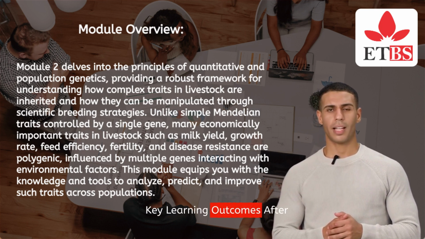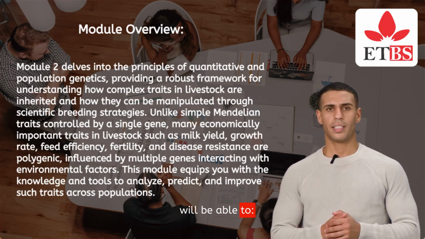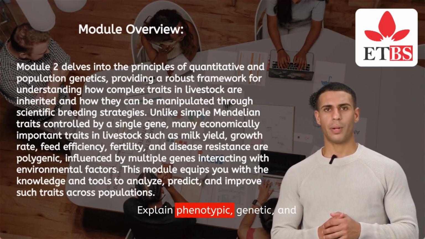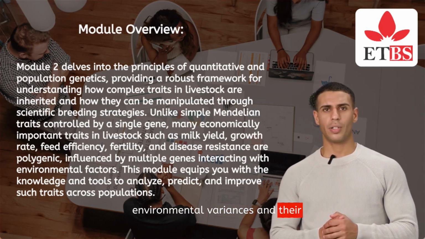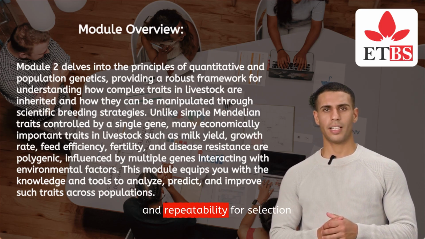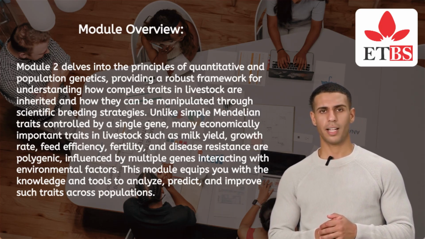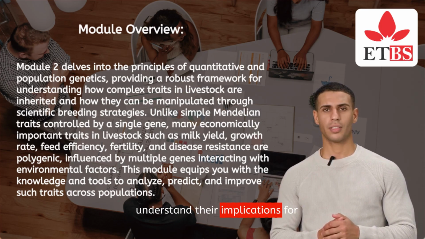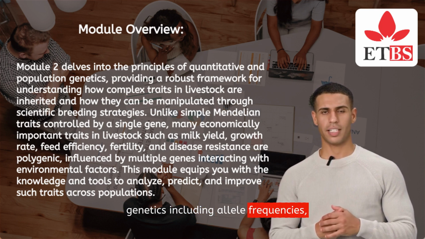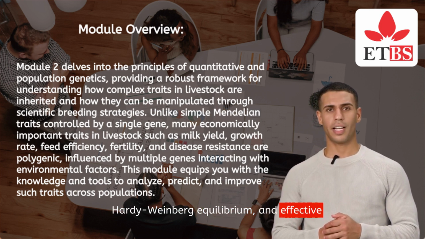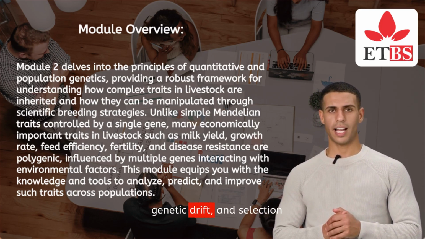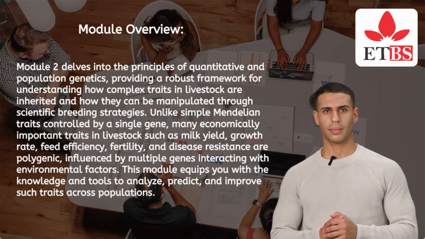Key learning outcomes. After completing Module 2, you will be able to define quantitative traits and describe their importance in livestock production, explain phenotypic, genetic, and environmental variances and their contributions to trait expression, calculate and interpret heritability and repeatability for selection purposes, analyze genetic correlations and understand their implications for multi-trait selection, apply principles of population genetics including allele frequencies, Hardy-Weinberg equilibrium, and effective population size, identify and manage inbreeding, genetic drift, and selection intensity in livestock populations.